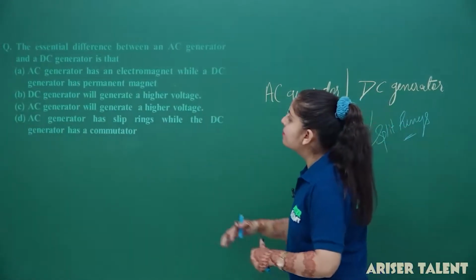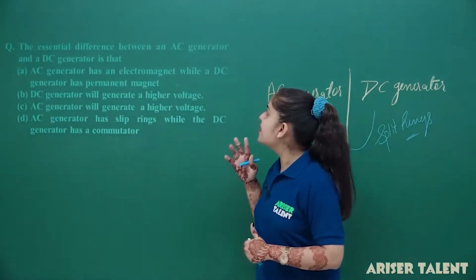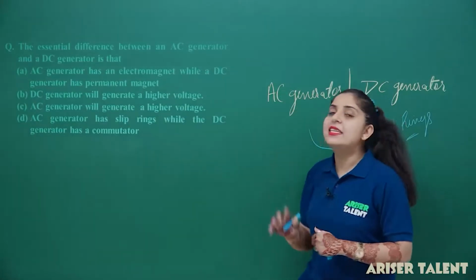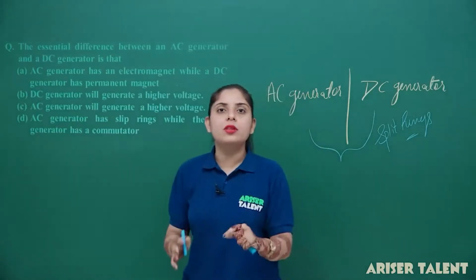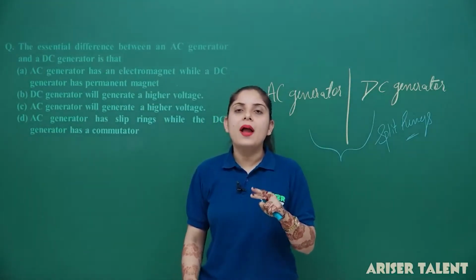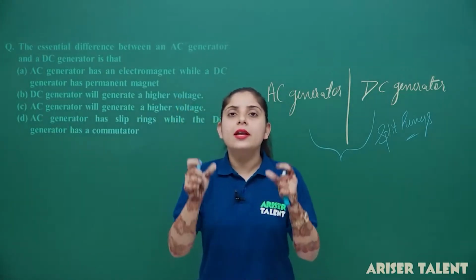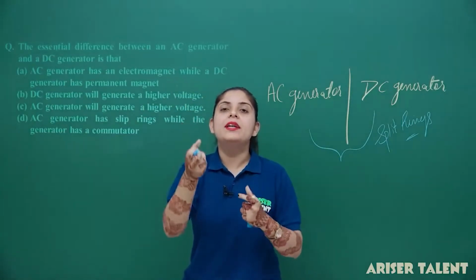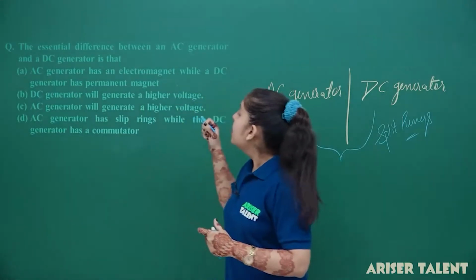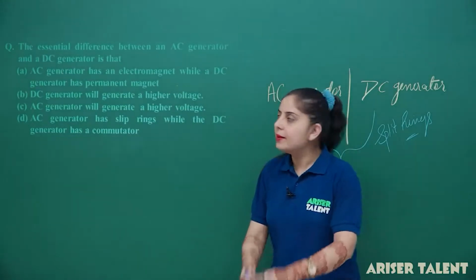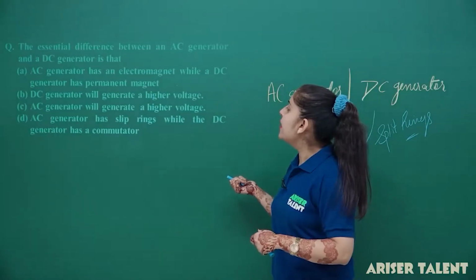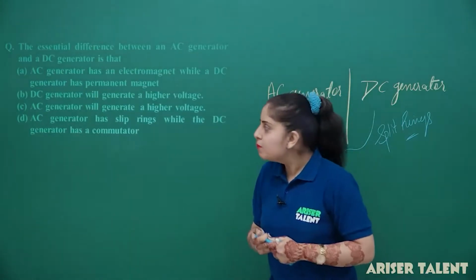What are the options saying? AC generator has an electromagnet while DC generator has a permanent magnet. This is absolutely wrong, because both of these consist of strong magnets between which the spindle or shaft is rotated. DC generator will generate high voltage. This is again a wrong statement. AC generator will generate a high voltage. This will not be true.